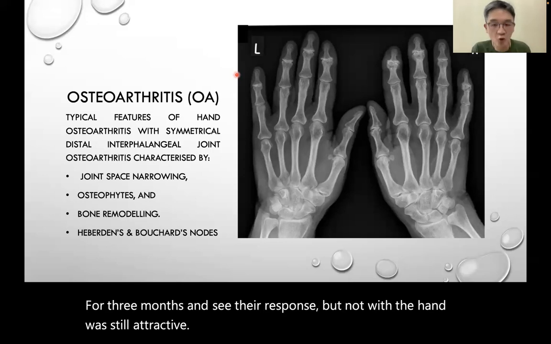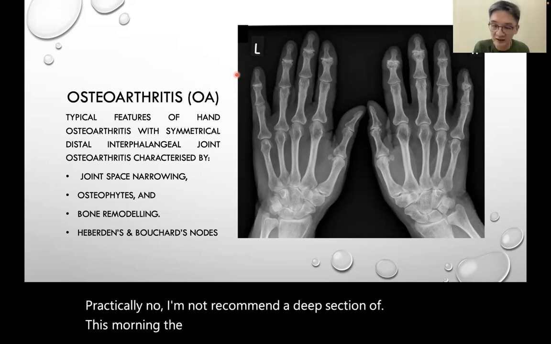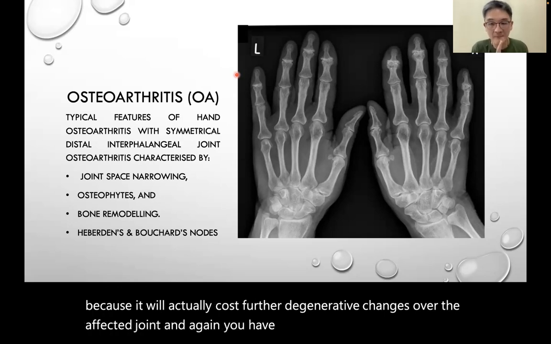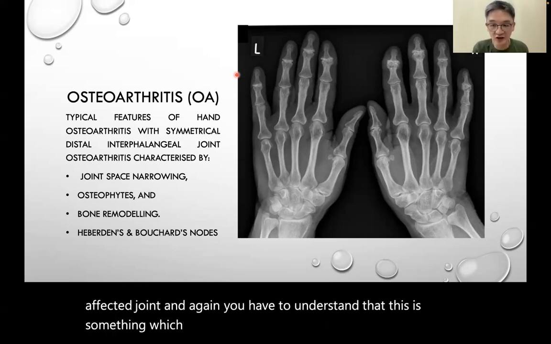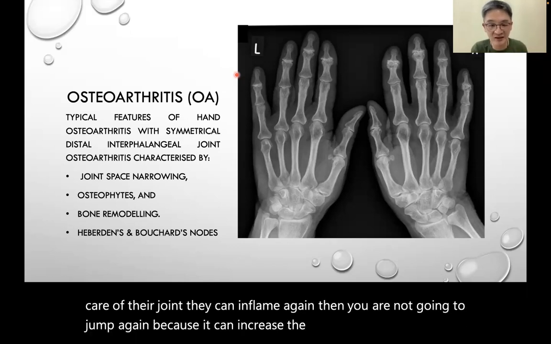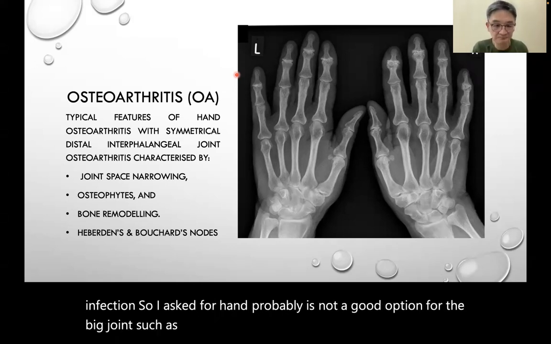Intra-articular steroids, no, I do not recommend deep injection of intra-articular steroids in those small little joints. I know someone did that, but I don't think it's advisable, because it will actually cause further degenerative changes over the affected joint. And again, you have to understand that this is not reversible. If you jab, then afterwards they don't take care of the joint, they get inflamed again, and you are not going to jab again, because it can increase the risk of joint damage and infection. So IA steroid for the hand probably is not a good option. For the big joints such as knee, ankle, yes, possible.